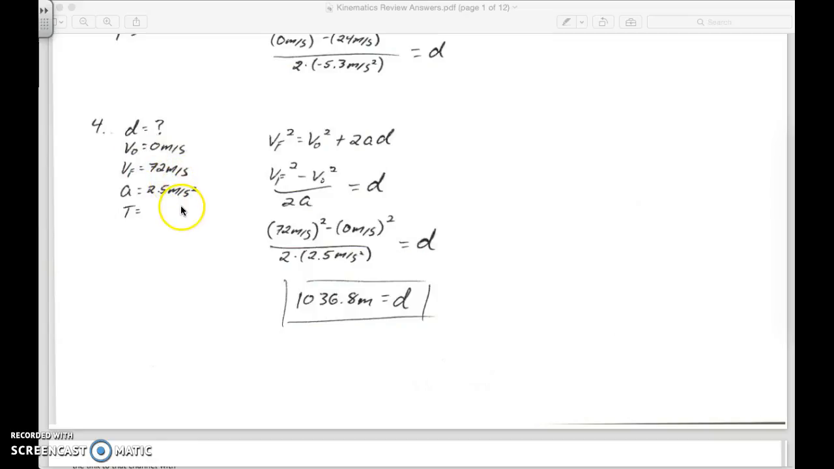So I'm going to be taking a look for the equation that does not have time in it because it's our blank spot, which is vf squared equals v naught squared plus 2ad. We're solving for the d, so that means we're going to subtract v naught squared over to the left, which is why it's vf squared minus v naught squared, and then divide by 2a. Plugging in our numbers, 72 squared minus 0 squared all over 2 times 2.5 gives us 1,036.8 meters for the distance the runway needs to be.